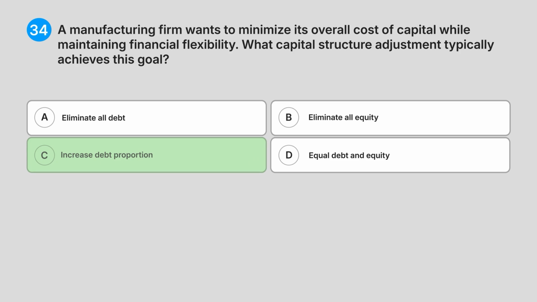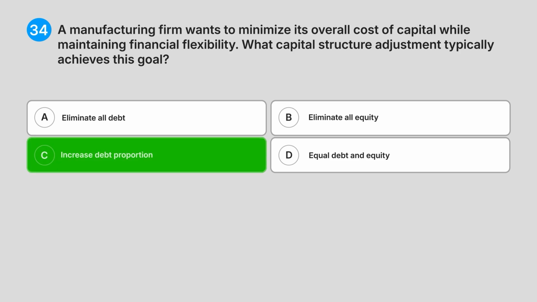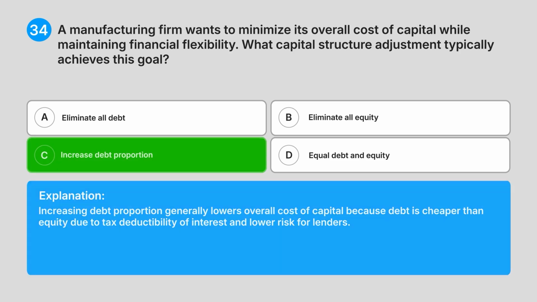Correct answer, C. Increase debt proportion. Explanation. Option C is correct because increasing debt proportion generally lowers the overall cost of capital because debt is cheaper than equity due to the tax deductibility of interest and lower risk for lenders.